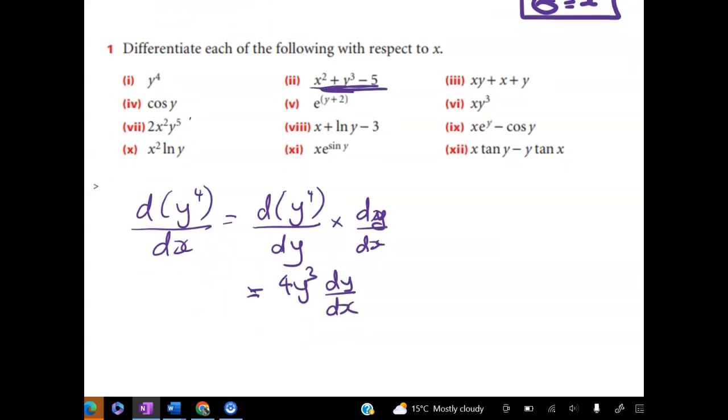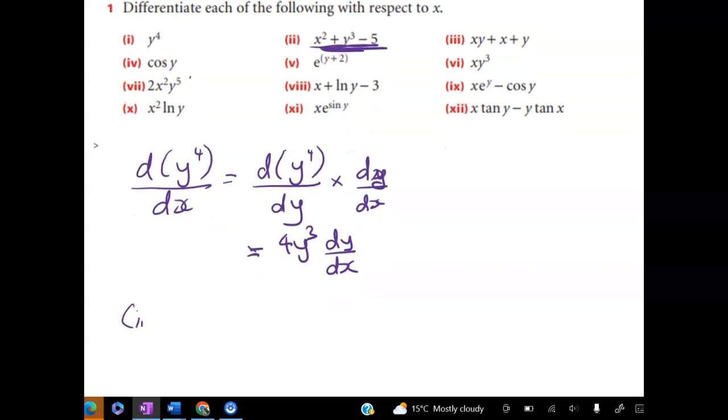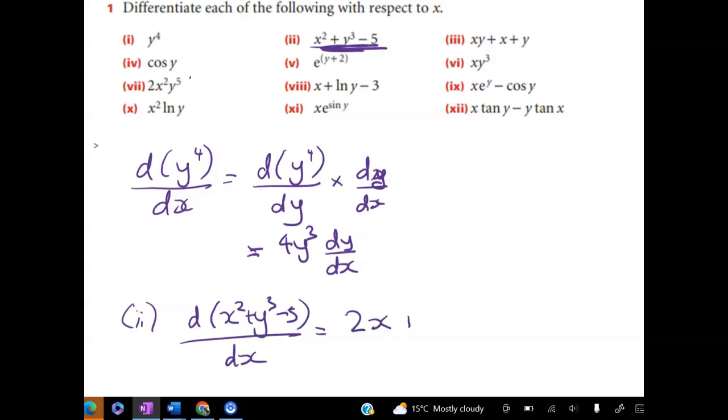So for this one, where I don't have any mixed up terms, number 2, we get this. We'll just do this term by term. So the first term goes to 2x. The second one will be 3y squared times dy by dx. And when I change x by a tiny bit, nothing happens to -5, so that's just 0. So that's the end of that one.